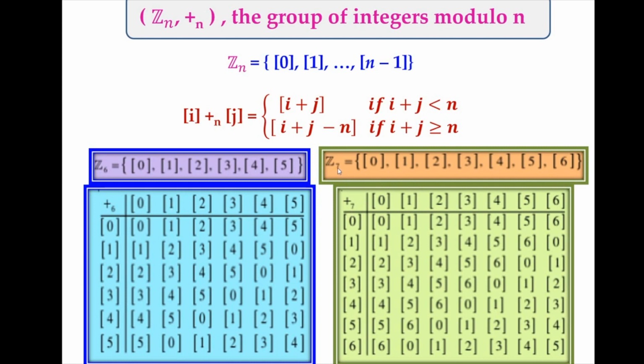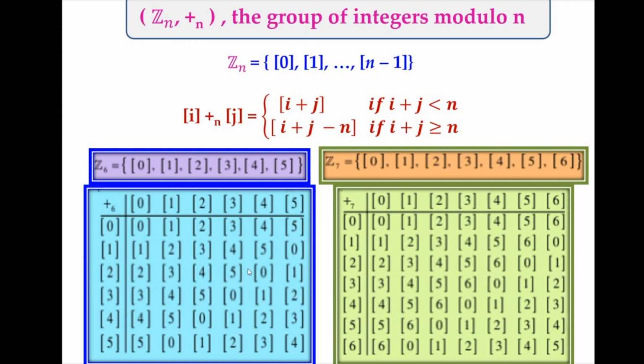In the same way, for Z7 under addition modulo 7, we have this table. Now for example, suppose I want to find class 2 addition modulo 6, class 5 say. Class 2 with class 5 gives me class 7, but 7 is a number which is greater than 6, so I'll have to subtract 6 from that 7, so I get 1. So we have class 2 addition modulo 6 class 5 to be class 1. So likewise we can fill up this table, or rather we can form this Cayley table.